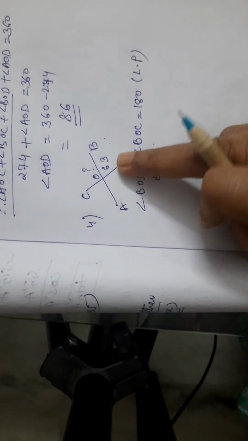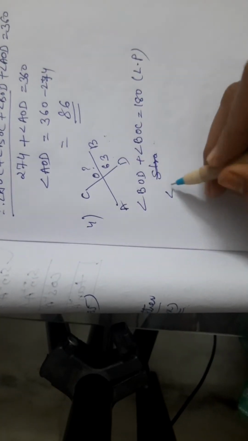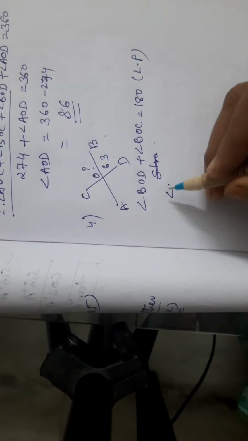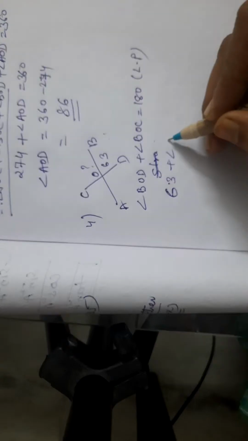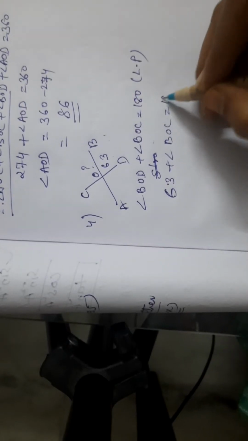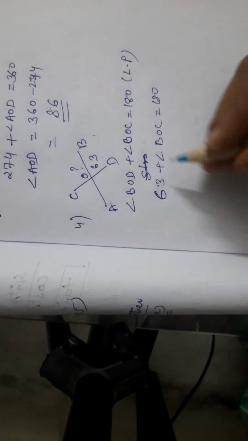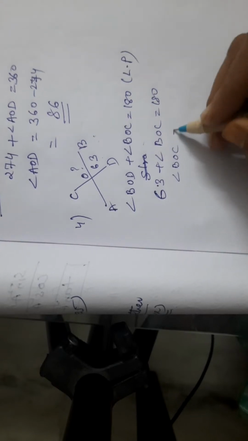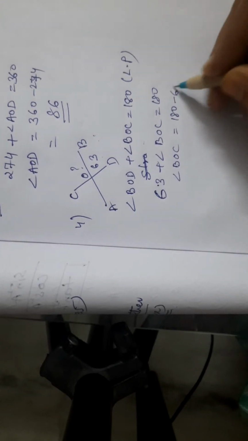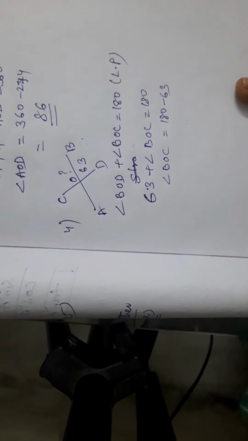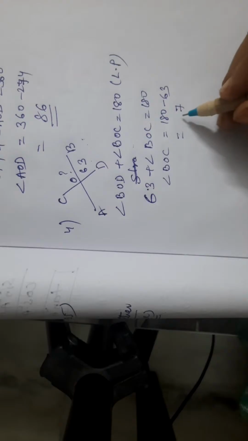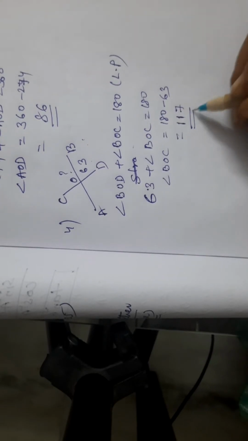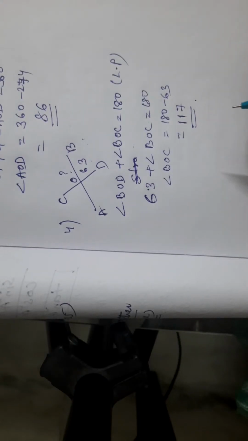out of which one is given, 63. We need to find BOC. BOD is 63. Angle BOC we need to calculate. So BOC is 180 minus 63. Now subtract them. So the final answer is 117.